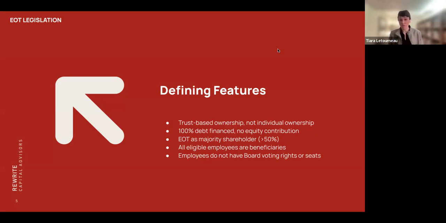There is employee voice and there's employee representation, but it is not at the level of voting rights and board seats. So these are defining features that make the EOT different from other models. And we're going to go into talking about what that means in terms of the following things. We're going to talk a little bit about what does a transaction look like. We're going to talk quite a lot about what does governance look like? And we're also going to talk about the benefits to the employees and the sellers through this process.